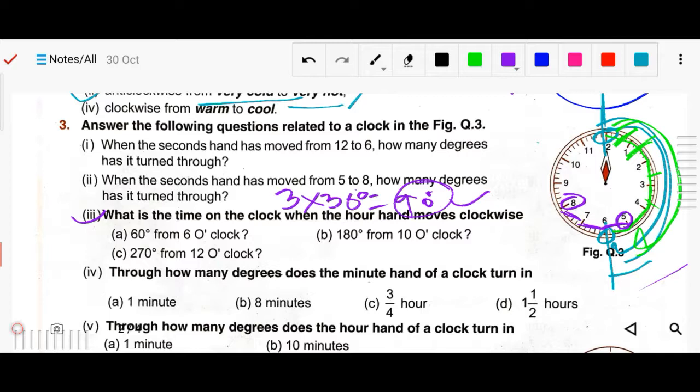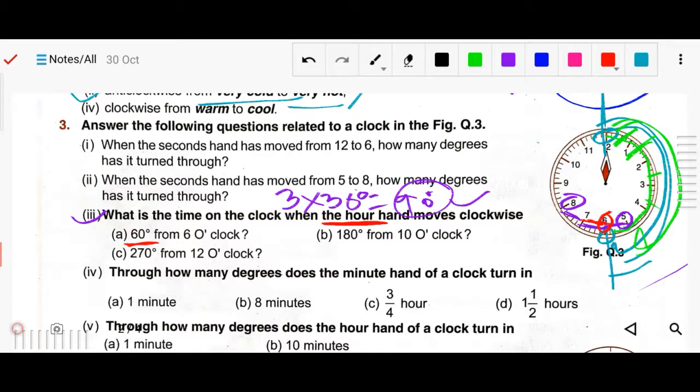Now number 3, what is the time on the clock when the hand moves clockwise? Here you can see 60 degrees from 6 o'clock. Here is the 6 o'clock. Now from here, 60 degrees from 6 o'clock. So 6 o'clock is here, and which hand is moving? The hour hand. What is the value? 60 degrees.